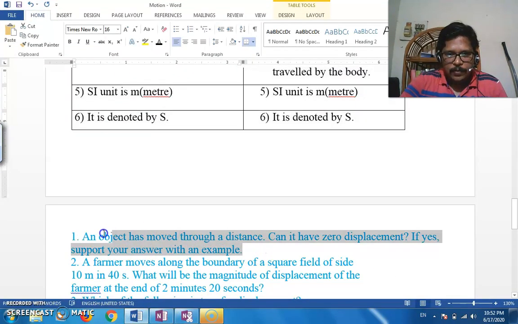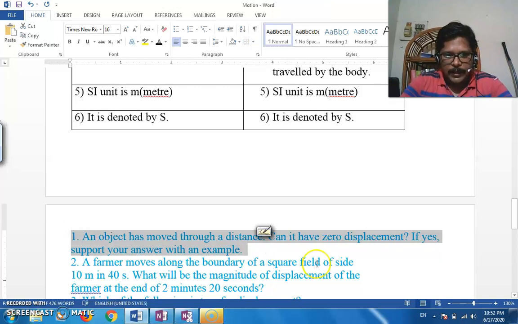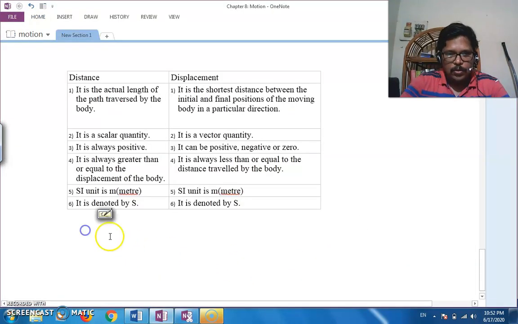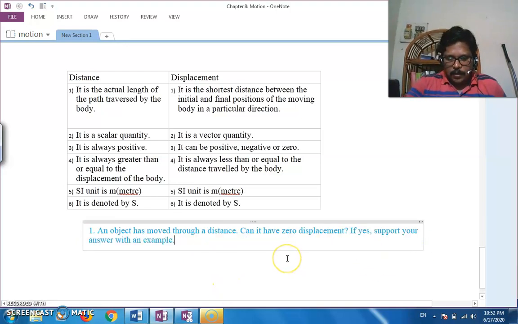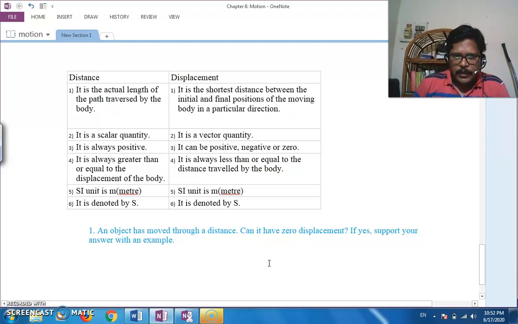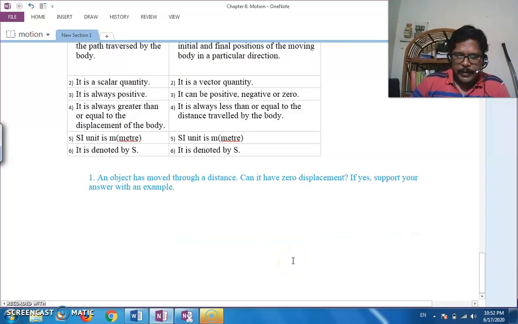Now let me take a few examples from your NCERT. Maybe the time may not be sufficient for me to cover all the example questions in this video, but if possible I'll cover at least one or two questions. An object has moved through a distance. Can it have a zero displacement? Yes. Support with an example. So some example you can give.